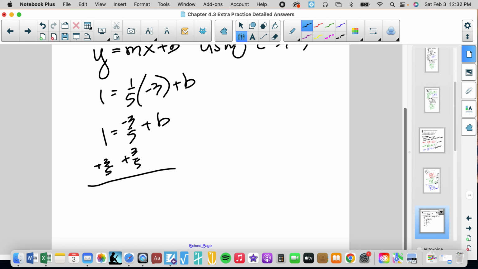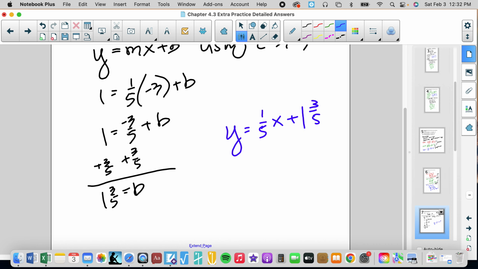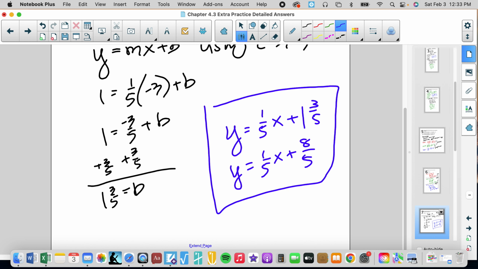Positive 3/5. That gives us 1 3/5 for our y-intercept. So my equation is y equals 1/5 x plus 1 3/5. It could be y equals 1/5 x plus 8/5. Also, I don't mind which one, mixed number or improper.